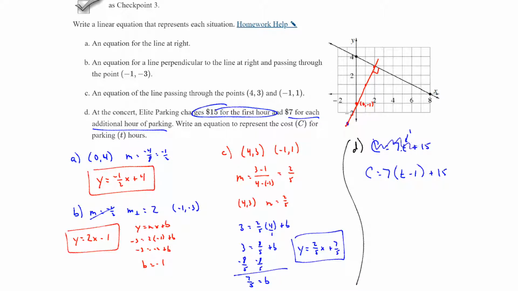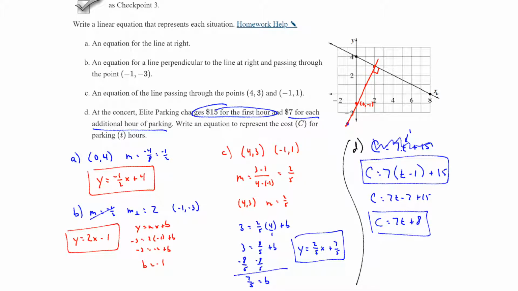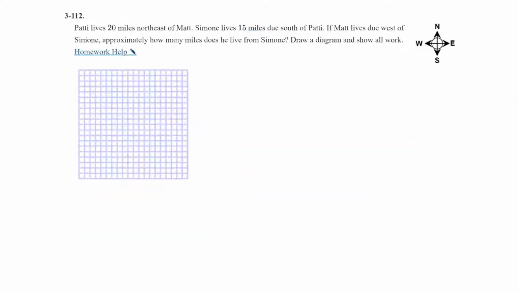So a little bit different there, but it is important that you understand, when you are being charged that first hour, how do you deal with that in terms of an equation? And you could simplify this. This would be 7t minus 7 plus 15, so that's 7t plus 8. So this is another way that you could have potentially written it if you thought about how to deal with that first hour being 15 and then each additional hour adding 7 each time. So once again, a couple different possibilities there.